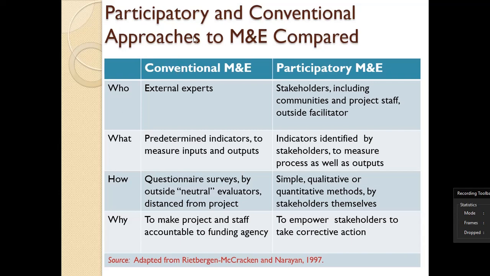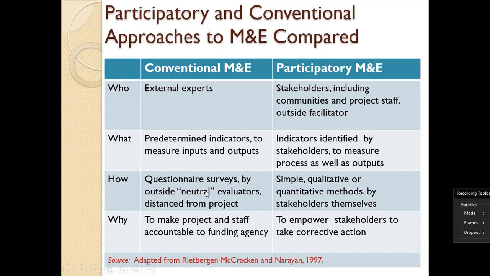So this is a dichotomy between the two. We have conventional M&E, and then we have participatory M&E. Who does the conventional? Mostly experts. For participatory, stakeholders, including communities, project staff, and outsiders, including, of course, the outsider facilitator, who is the evaluator in this case. And then under conventional you have predetermined indicators to measure inputs and outputs. But under participatory, all indicators are identified and measured by the stakeholders, including the beneficiaries of the project.